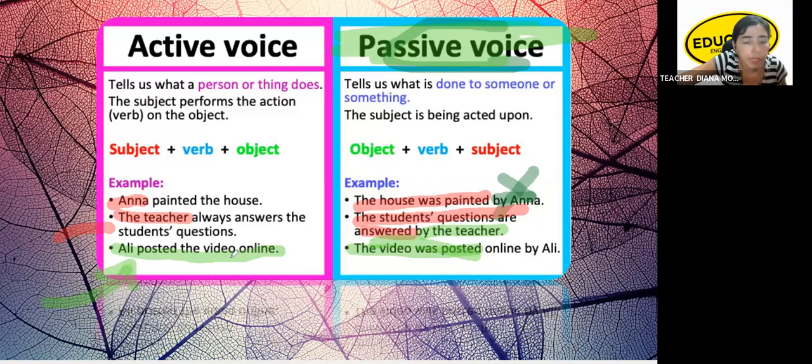Well, I hope that with these examples, now you have a better idea about this topic. When we use the situations or the intention, the reasons why we use this form, the passive voice. When we want to emphasize the action, not the person who does the action.